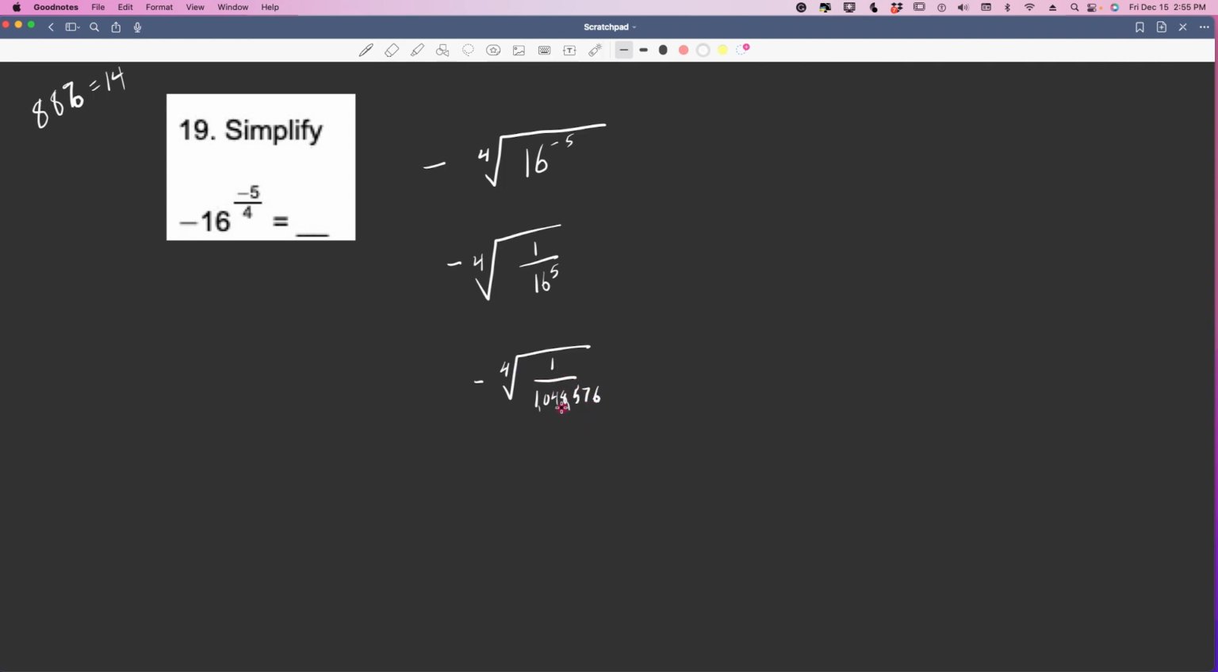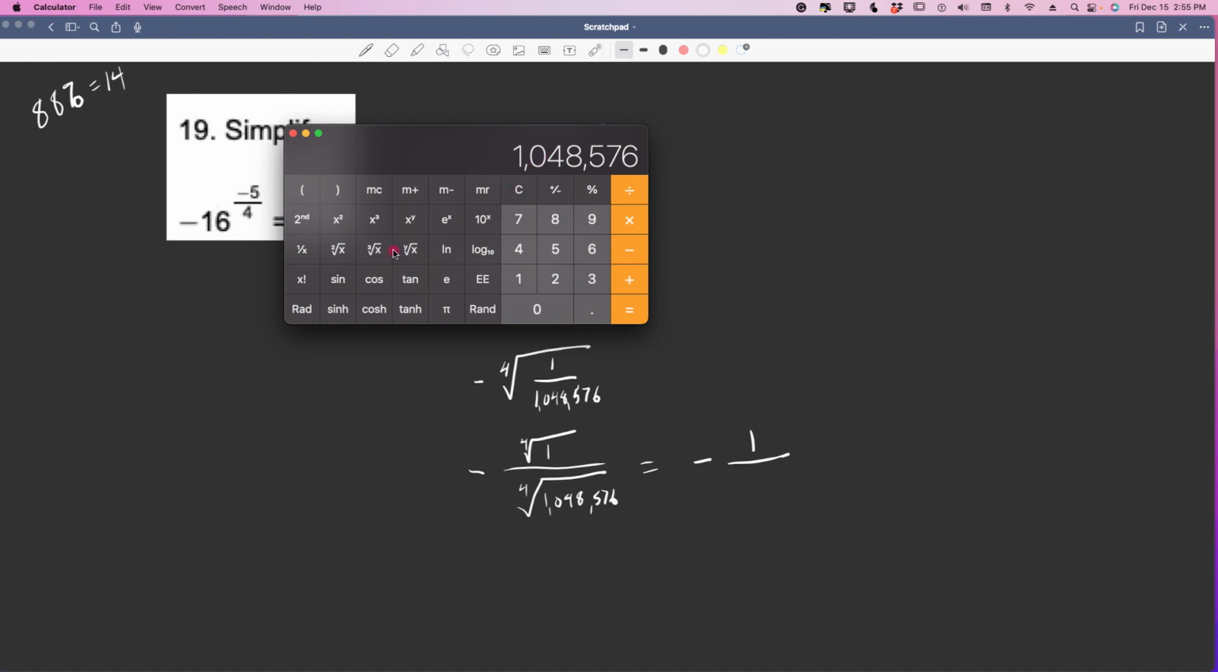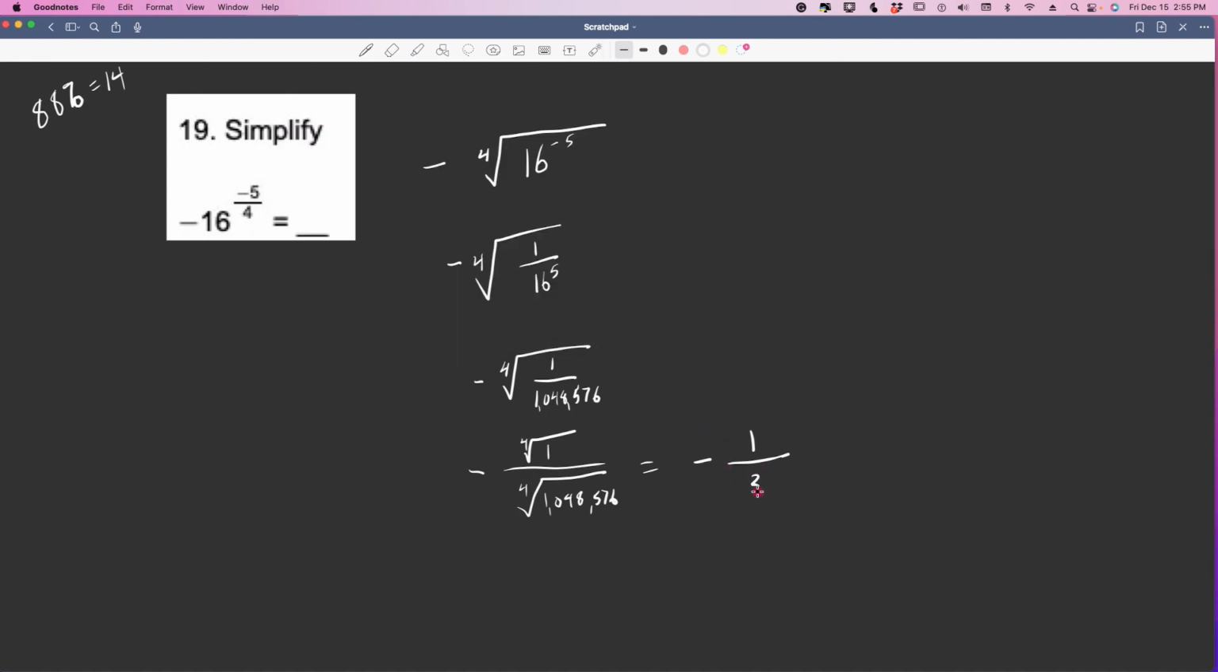All right, we rewrite that as negative 4th root of 1, 4th root of 1,048,567, right? 4th root of 1 is still 1, so that's going to equal a negative 1 over, and then 4th root of this is 32. This is your answer, negative 1 over 32.